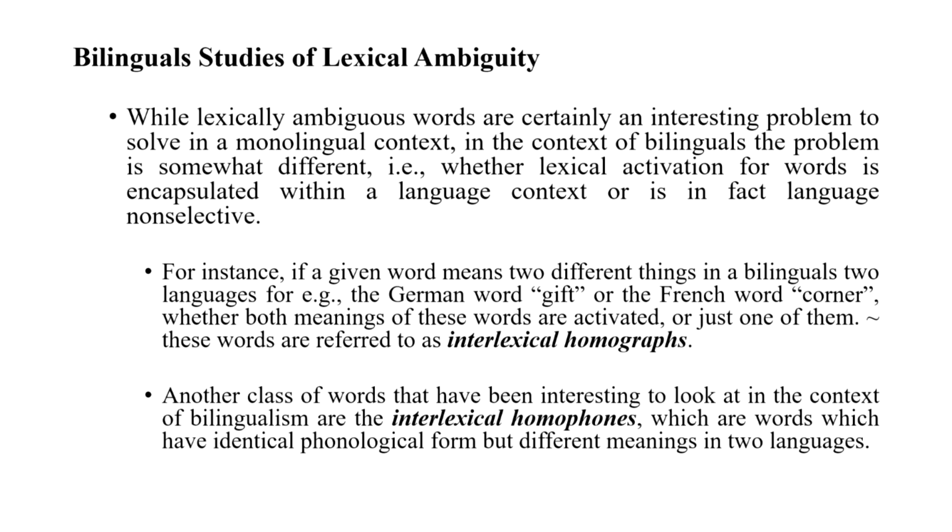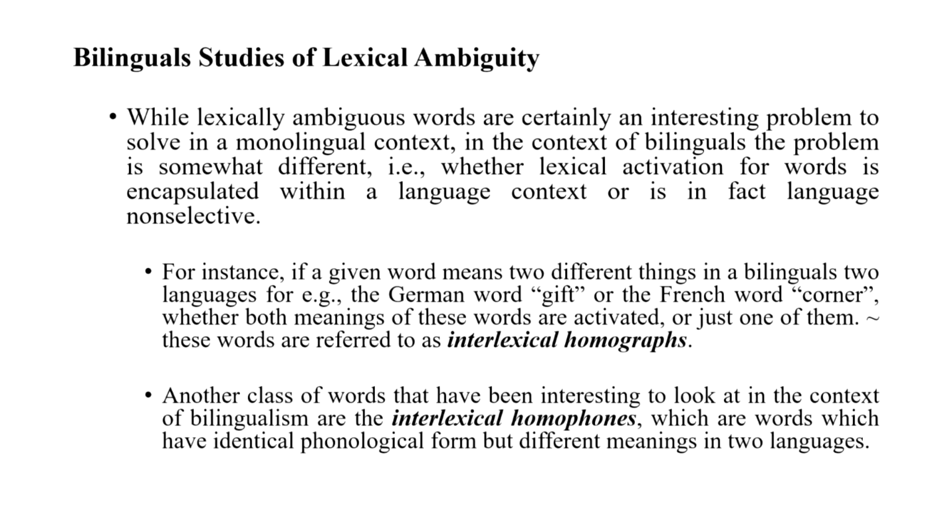Now, these words are referred to as interlexical homographs, and the property that they have is that from the same spelling they can refer to two different meanings across the two different languages. So, this category of stimuli has been important for researchers to understand whether meaning activation happens across languages or stays within the ambits of a given language. Another interesting class of stimuli that people have used for understanding lexical ambiguities in bilingualism has been the interlexical homophones. These are words which have identical phonological form. They may have different spellings, but identical phonological forms and different meanings across the two languages.